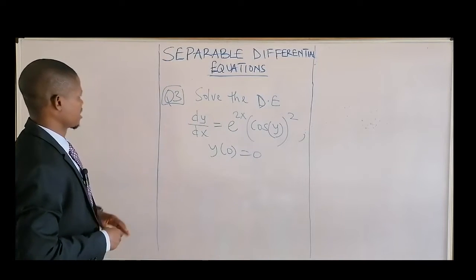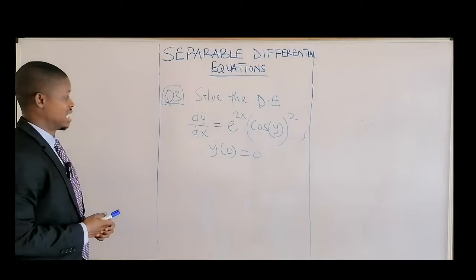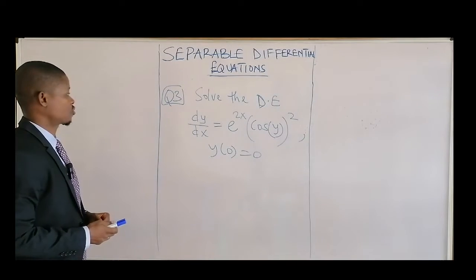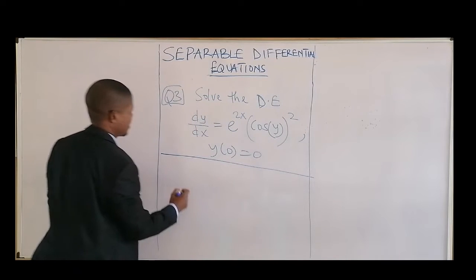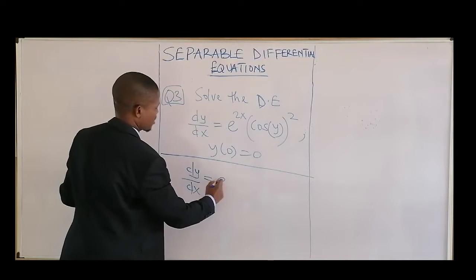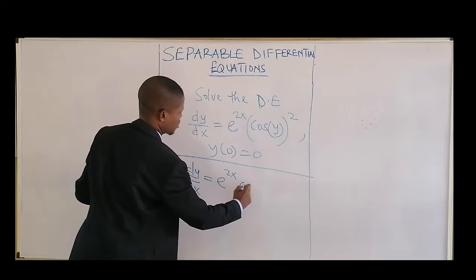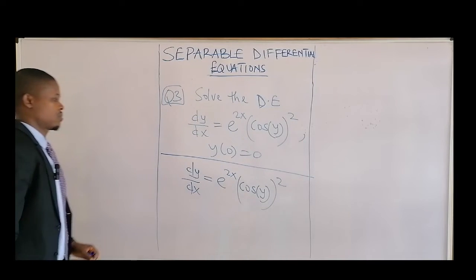And we have the third question. If you missed the second question, please quickly check that and watch the first question, second question. So this is the third one. We have dy/dx equal to e^(2x) cos²(y).